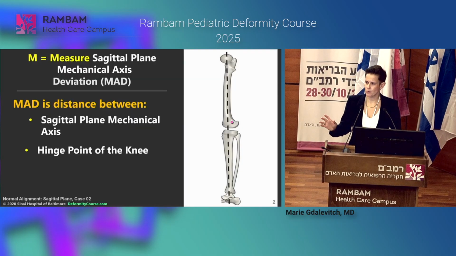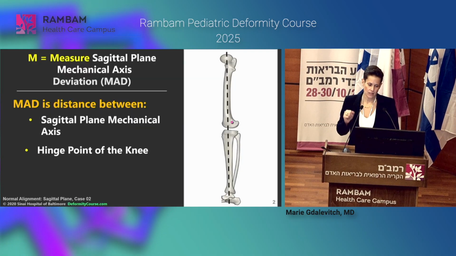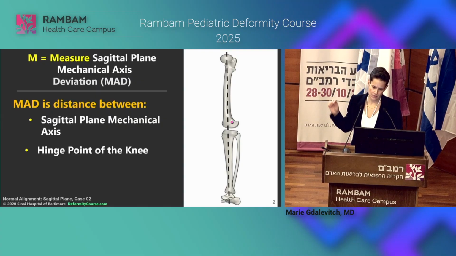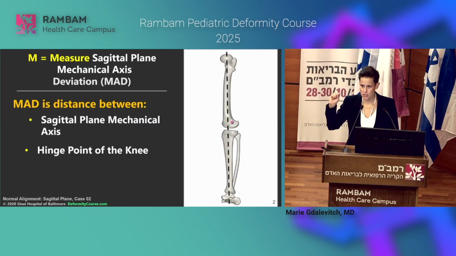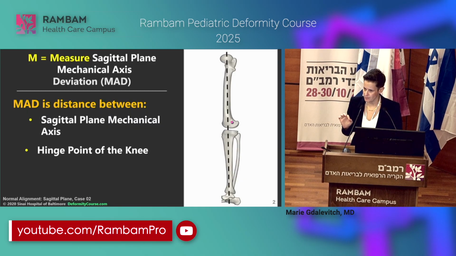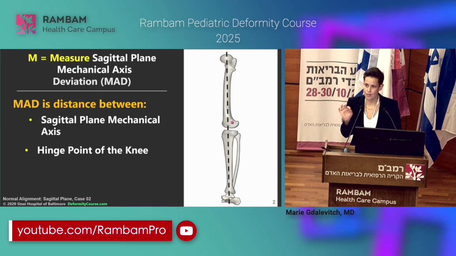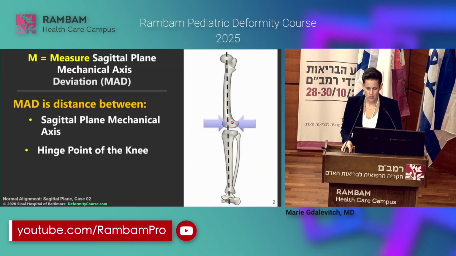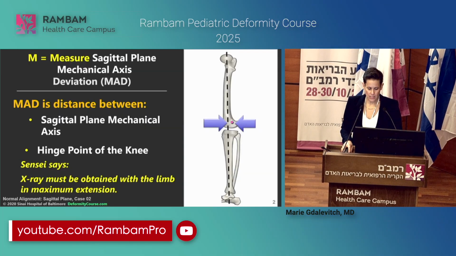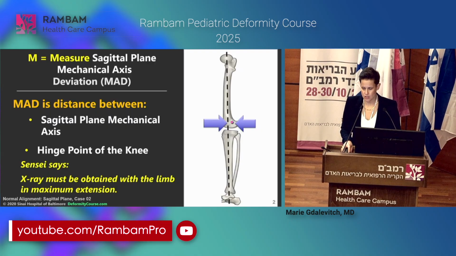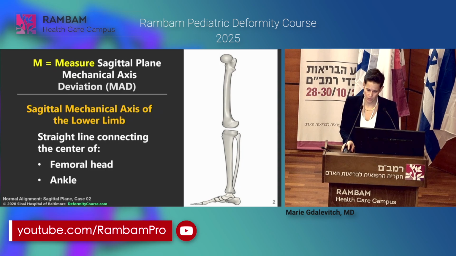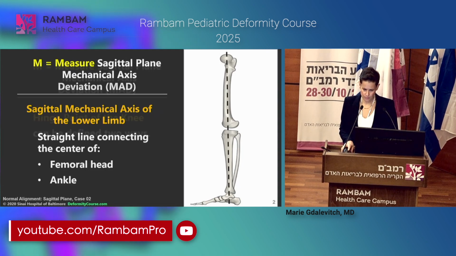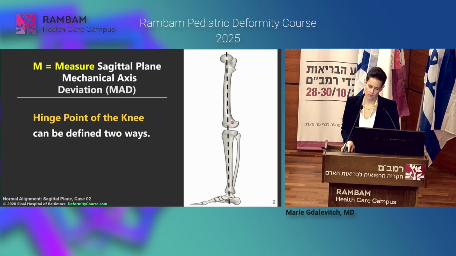So it's the same concept when you're looking at the lateral view of a leg. You can draw a line from the center of the femoral head to the center of the ankle, and that's going to be your sagittal plane mechanical axis. But you also have to draw the hinge point of the knee, because this is an important marker for how things are going to go for the patient. So, the x-rays you need to have are in maximum extension. This is very important to be able to figure out the bony deformity and the soft tissue deformity. So the straight line that connects the center of the hip to the center of the ankle should pass in front of the hinge point of the knee.